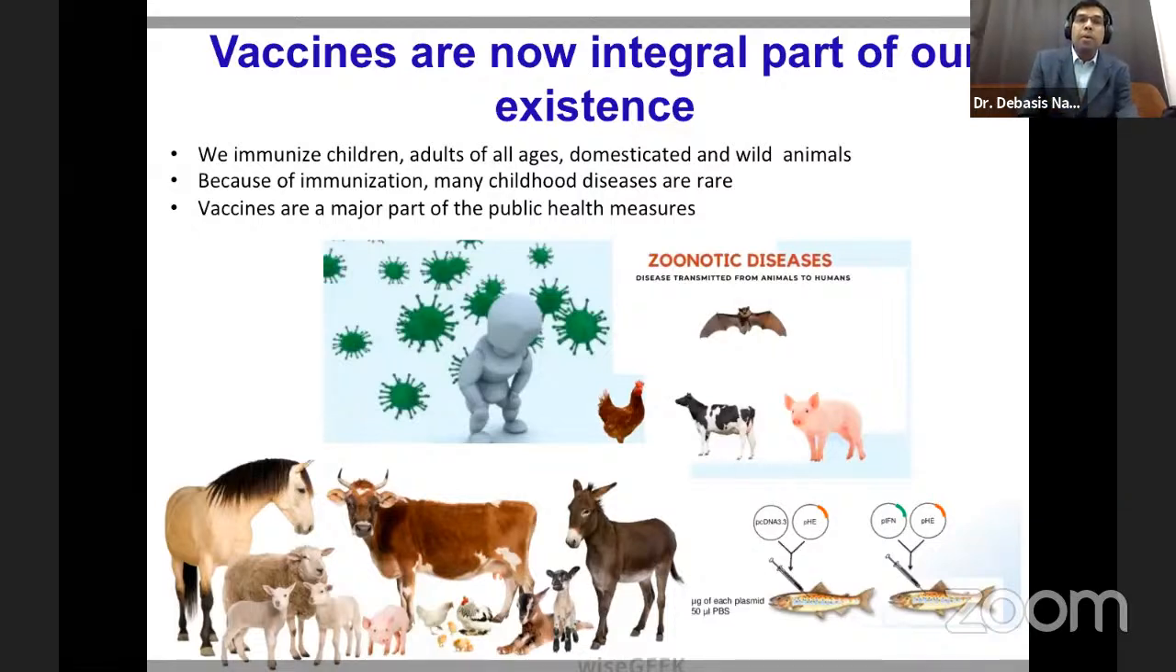Not only part of our life, also part of the life of horse, donkey, cat, camel, chicken, cow, pig, everything. That's why I'm trying to tell you that the vaccine is now an integral part of our existence. If you do not take vaccines, the life expectancy, which we now expect to be around 70 years, may go back 30 or 40 years, to what the status was 200 years before. So for our existence, we need to have vaccines.